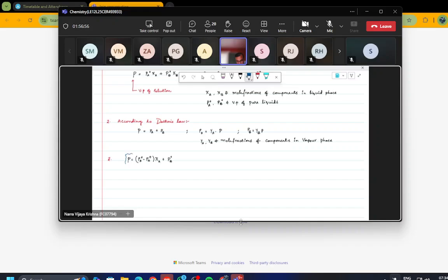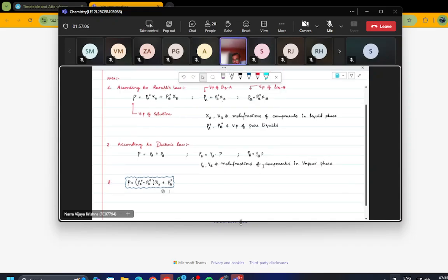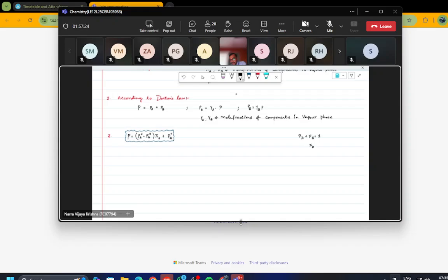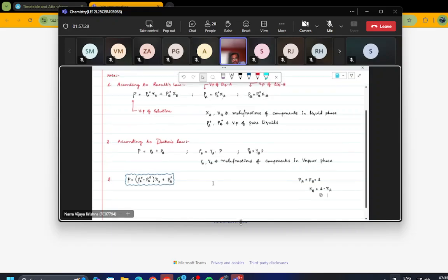P is equal to PA naught minus PB naught into XA plus PB naught. Can I write it or not? We know XA plus XB equal to 1, the mole fraction of component A plus the mole fraction of component B. If I add both fractions, it becomes equal to 1. Correct? So XB can be written as 1 minus XA. Substitute that XB here.